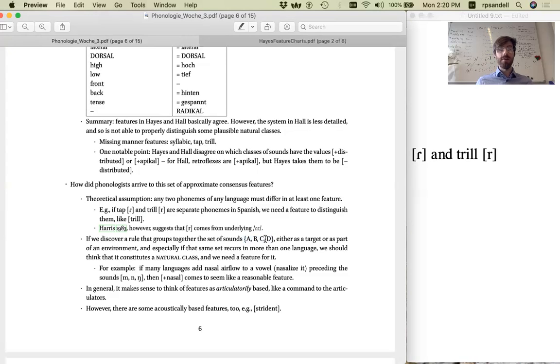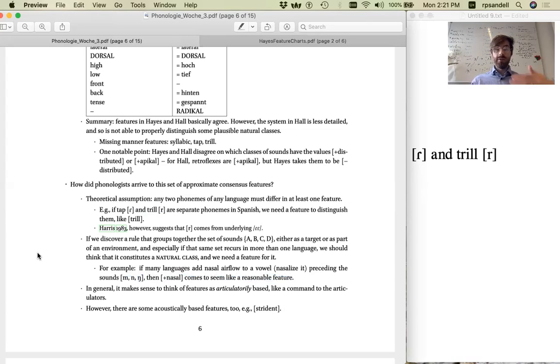So for instance, if we find that a lot of languages add nasal airflow to a vowel, so for instance, this is pretty systematically the case in most varieties of English for vowels which are followed by a nasal. The vowels of English are actually fairly heavily, in many varieties, nasalized in that context. Then this would mean that we need some feature to capture the natural class of sounds like these.